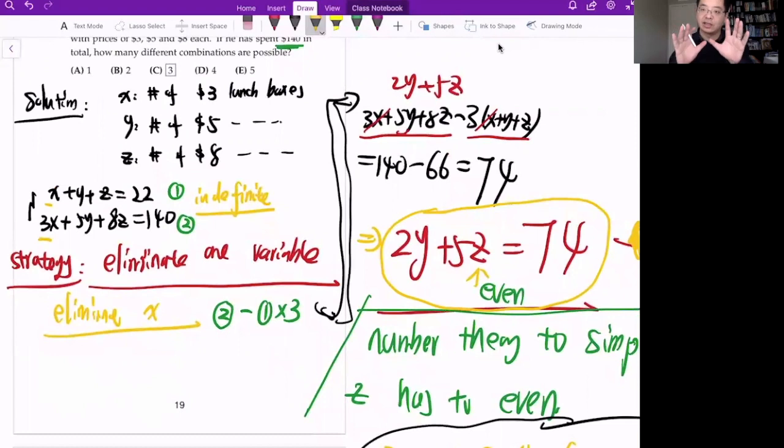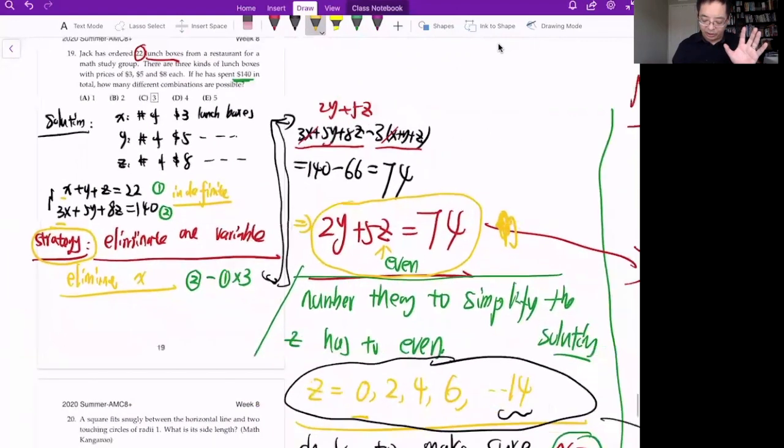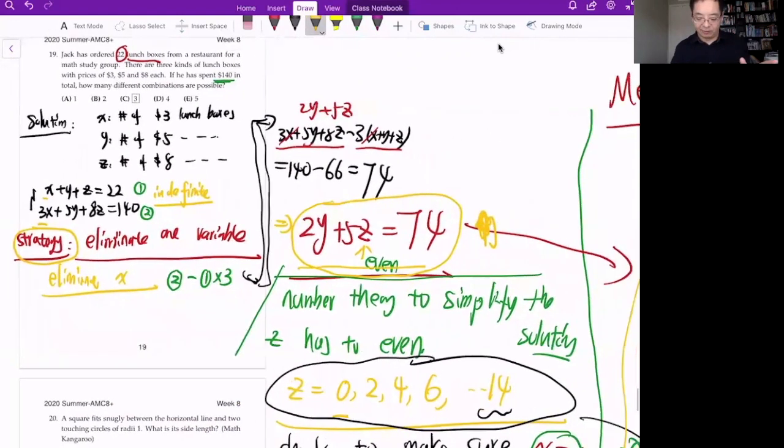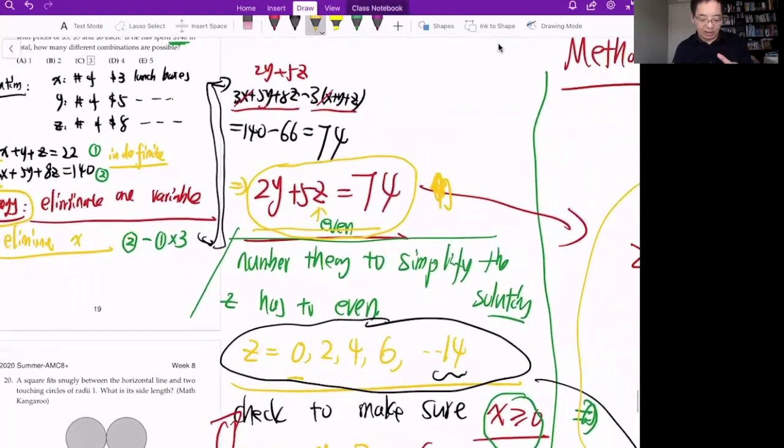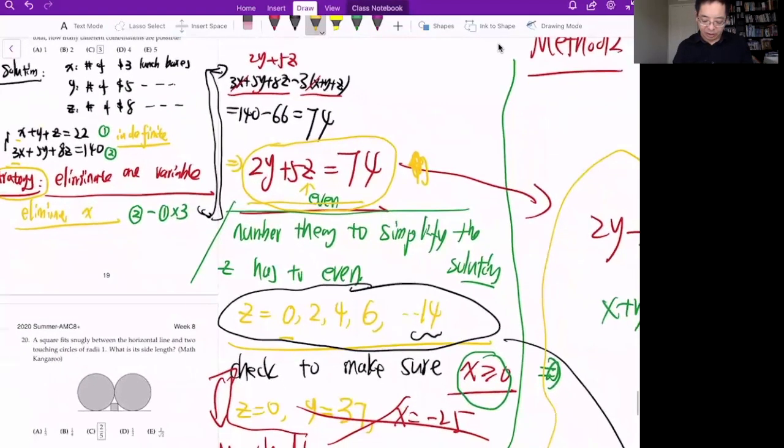So I think this is one approach, which is to use algebra combined with number theory. The key step, maybe I should say the strategy, is that we eliminate one variable. Then we reduce to just one equation of y and z. Then we can simplify to find all those possible z, and plug it back into the equation. Right here, I use number theory in a quite elementary way. z has to be even, so this narrows down the choice.